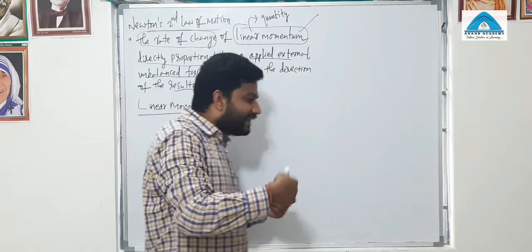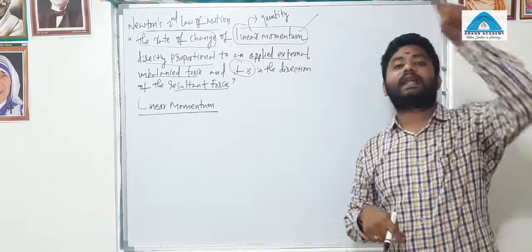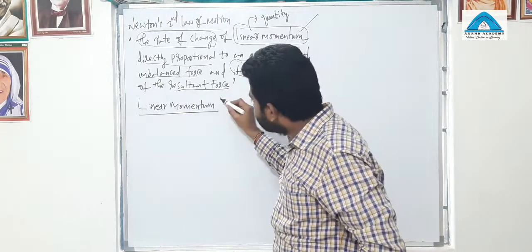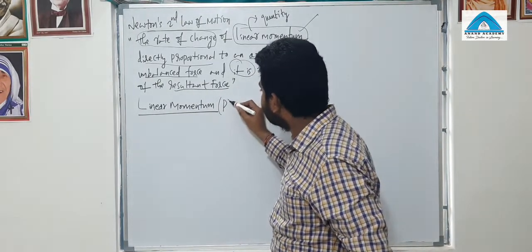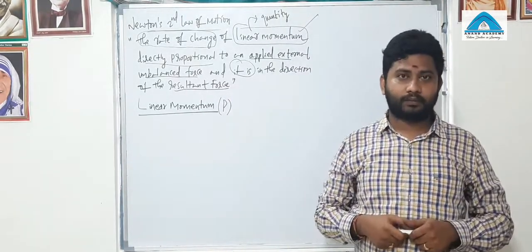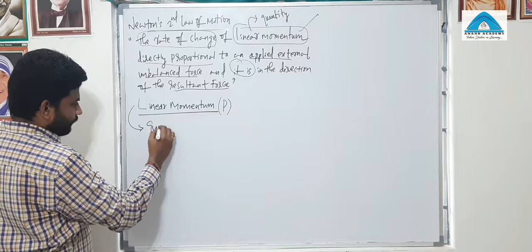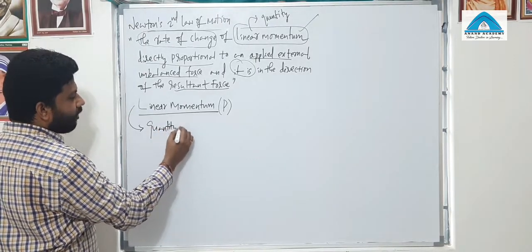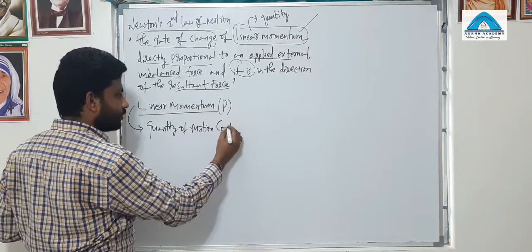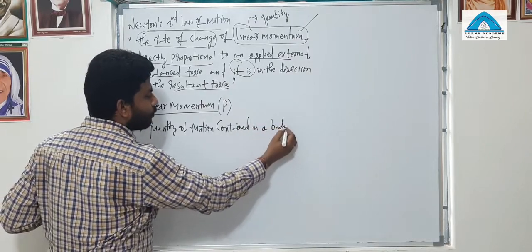If the body is moving in a circular path, the same momentum will be there for the body, but it is called angular momentum. That will be discussed in the first PUC topics. Linear momentum is denoted with the symbol P. Now, what is linear momentum? Linear momentum is the quantity of motion contained in a body.